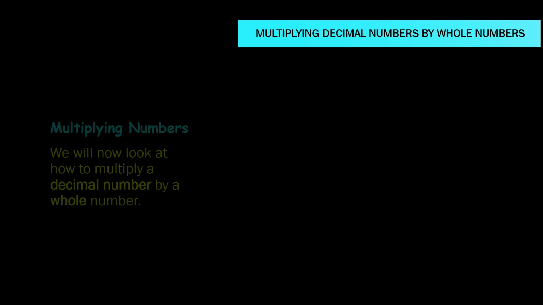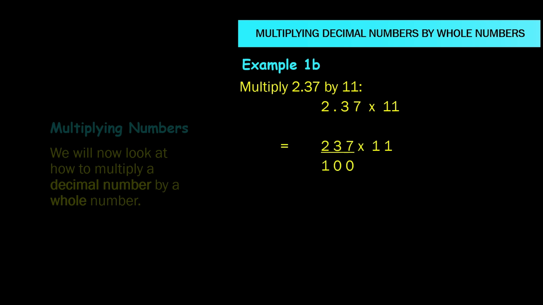Let's look at another example. We're going to consider how to multiply 2.37 by 11. Similar to the previous example, 2.37 can be written as 237 divided by 100. 237 multiplied by 11 equals 2,607. And finally, dividing this value by 100 gives us 26.07.